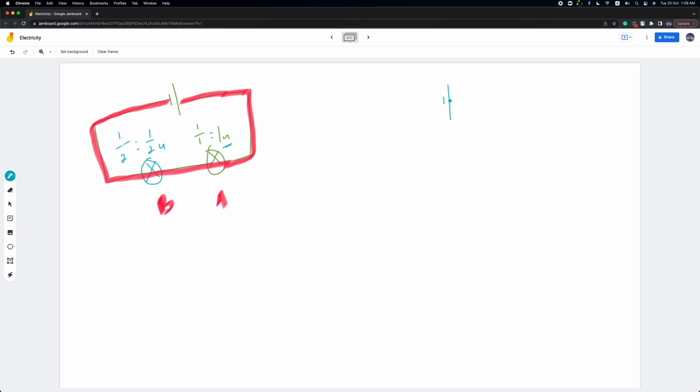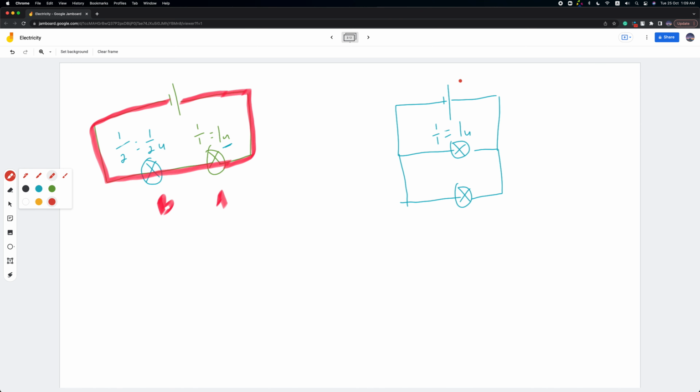Let's check what happens if we add them in parallel. Again we start with one bulb, one battery. So this is 1 over 1. One battery flowing through one bulb, 1 unit. If I add another bulb in parallel, let's check to make sure this is parallel.